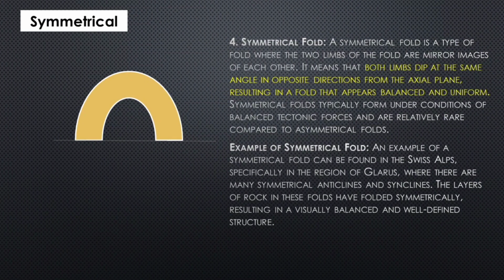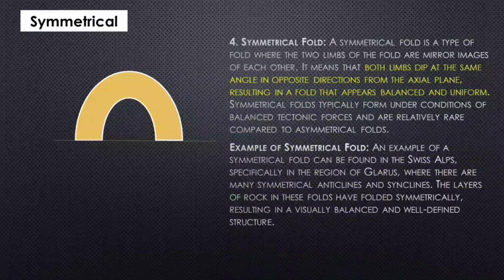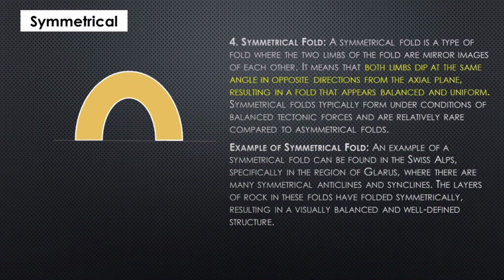Next one is the symmetrical fold. From our childhood onwards, we know what is symmetric and asymmetric. Symmetric means we can divide that object into two equal parts. The same applies in geology also. A symmetrical fold is a type of fold where the two limbs of the fold are mirror images of each other. It means that both limbs dip at the same angle in opposite directions from the axial plane, resulting in a fold that appears balanced and uniform.